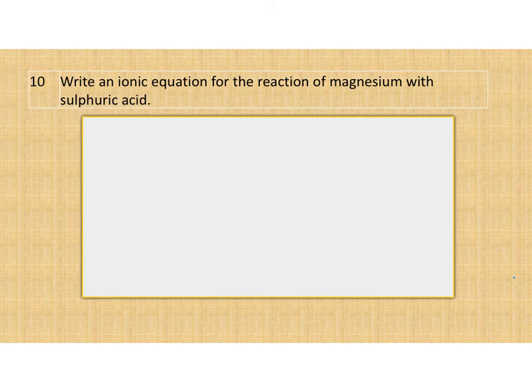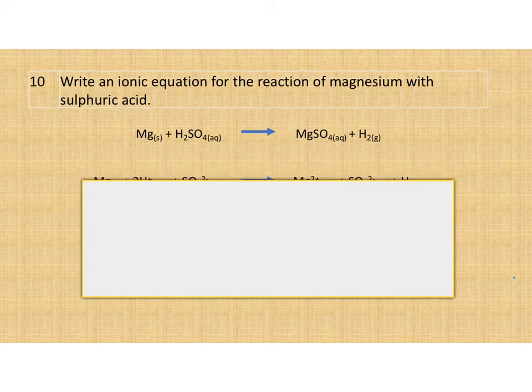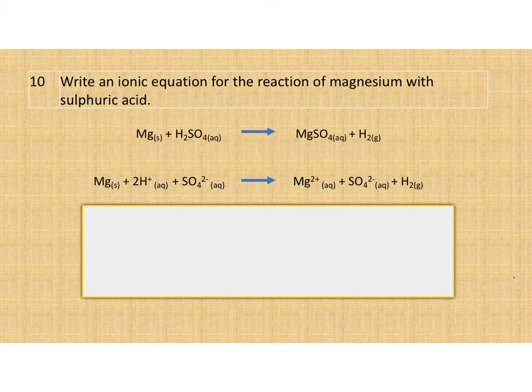So for question 10, we need to first of all write the equation. So the equation is going to be magnesium reacting with sulfuric acid to give you magnesium sulfate as a solution and hydrogen gas. So we're going to break those down into ions, and we can break down the sulfuric acid and magnesium sulfate, which I have done there.